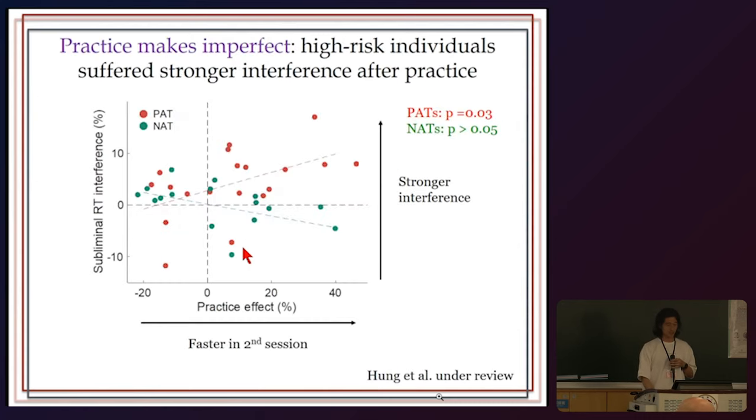So what we found was what I call practice makes it imperfect, makes it even worse. If you look at just the red dots, which are the high-risk population, the more practice effect they show in the later session, the worse they got, the more interference there is. But on the other hand, for the low-risk population, it's the other way around. The more practice they had, the less interference they had in the later sessions. So for the low-risk population, it seems that they are more similar to healthy young participants.